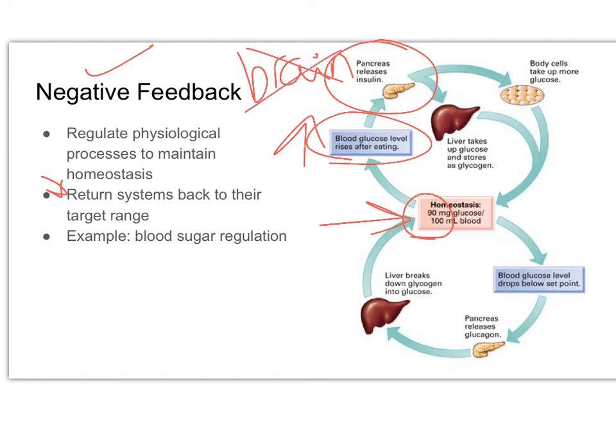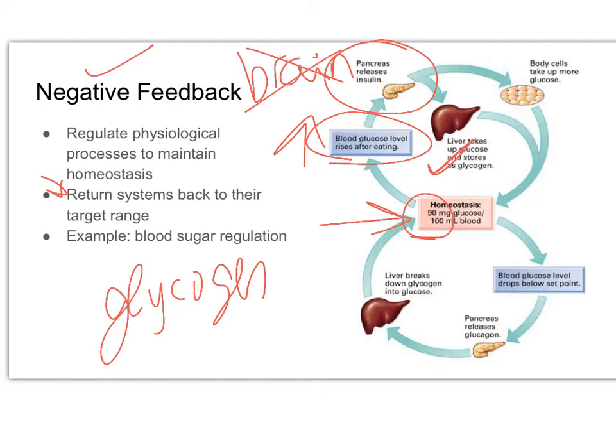Otherwise, pretty much every cell in the body is going to start taking glucose up from the bloodstream. And as we mentioned before, the liver is going to be a big one that's going to do that, as well as skeletal muscles. So the liver and skeletal muscles are going to help take that excess glucose, and then they're going to convert it into glycogen. If you remember, glycogen is a polymer of glucose. It's how animals store their extra glucose.